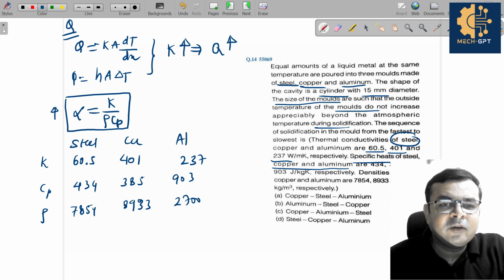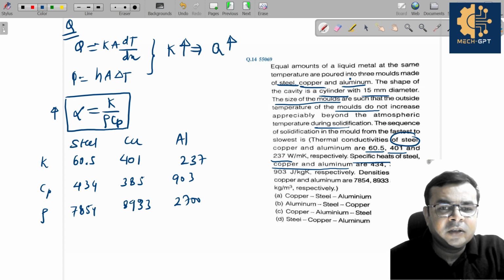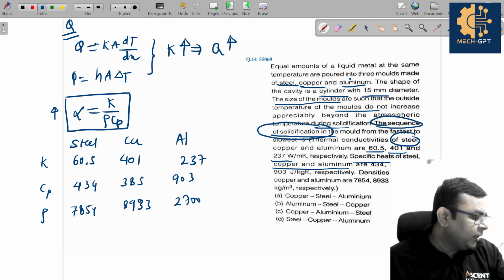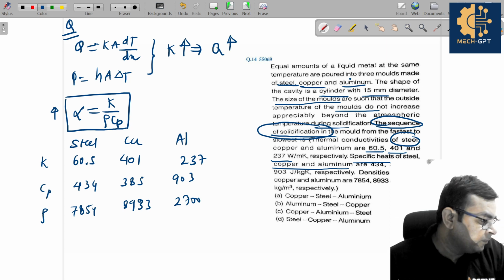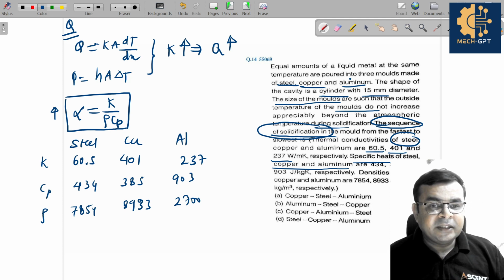First, you can see equal amounts of liquid metal at the same temperature are poured into three molds: steel, copper, and aluminum. The shape of the cylinders is such that the outside temperature of the mold does not increase apparently beyond the atmospheric temperature. We need to find out the sequence of solidification, which means which metal gets solidified first, and then which metal solidifies after that. Is that clear?